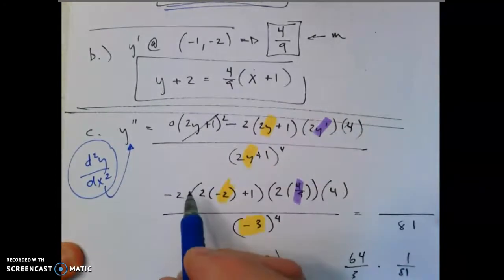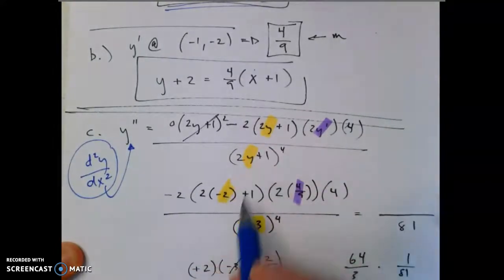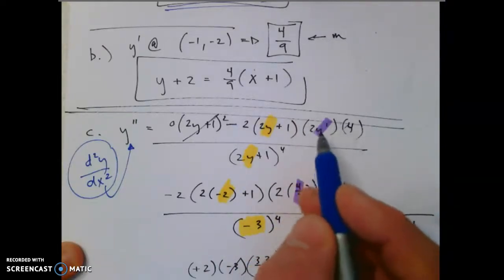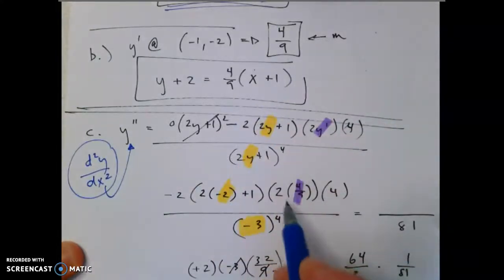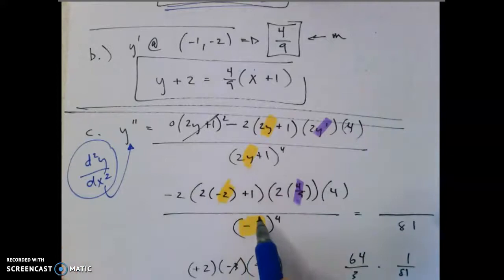There are still no x values, so for every y value I plug in a -2, boom, this one is simplest, -3. And for every y prime, I've already solved this, as they often do, this is going to be 4/9. So I replace that with 4/9. Then I do my basic algebra.